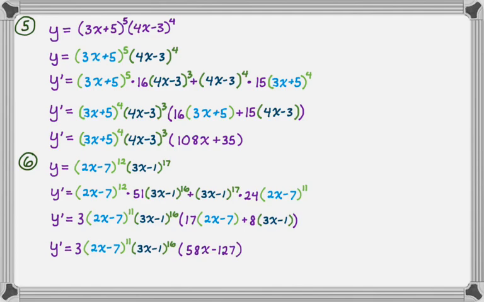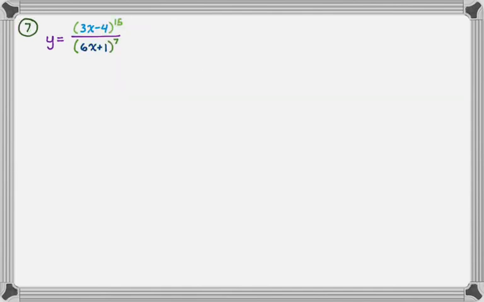All right, the next problem is kind of similar. It still involves a chain rule, but it's a quotient, so we're going to use the quotient rule. So let's do that. So y prime is going to be bottom, so (6x plus 1) to the 7th. Derivative of the top involves a chain rule, so bring down the 15 by the power rule, multiply by 3 because it's the derivative of the inner function, so 15 times 3 is 45, and then quantity (3x minus 4) to the 14th, because we subtract 1 from the exponent.